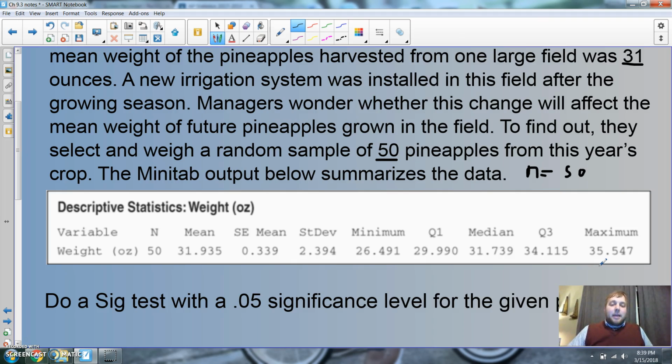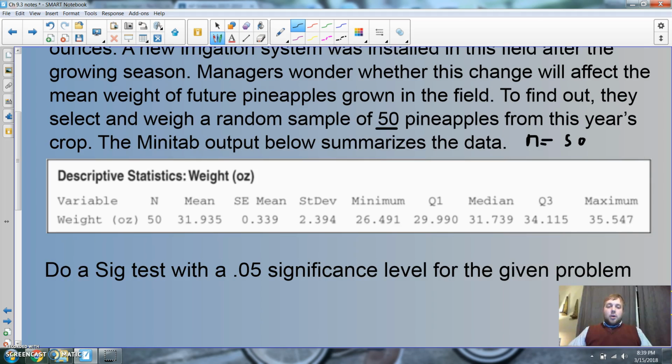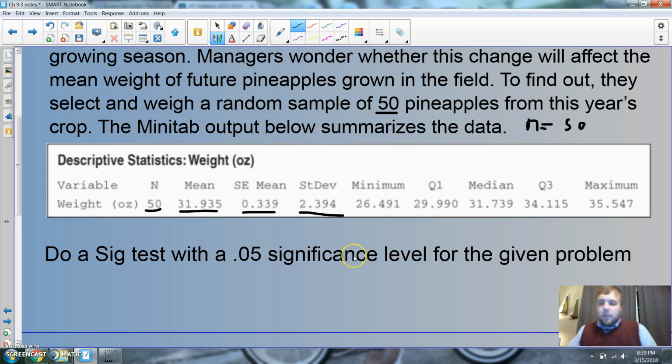Okay, the Minitab output below summarizes the data. So here we go. Out of 50 people, notice Minitab gives us the size of our sample. Here's the mean. There's this SE mean, and then there's the standard deviation. I wonder what that all means. Well, let's check this out.